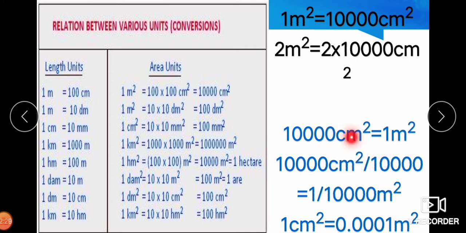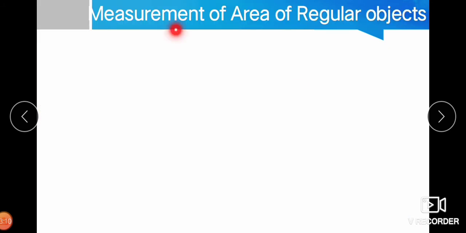For the smaller to bigger conversion, divide both sides by this number. From this side this will get cancelled. We will get here 1 centimeter square is equal to 1 divided by 10,000 meter square, that is equal to 0.0001 meter square. 2 centimeter square will be how much? Double than this, means 2 into 0.0001 is equal to 0.0002. Next topic is measurement of area of regular object.